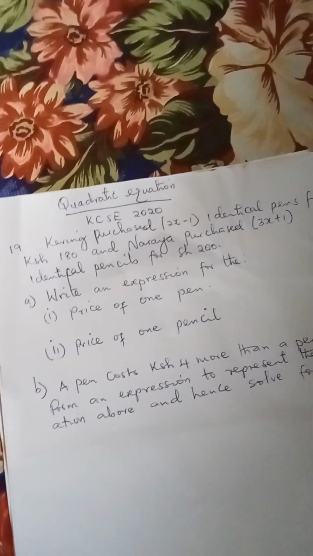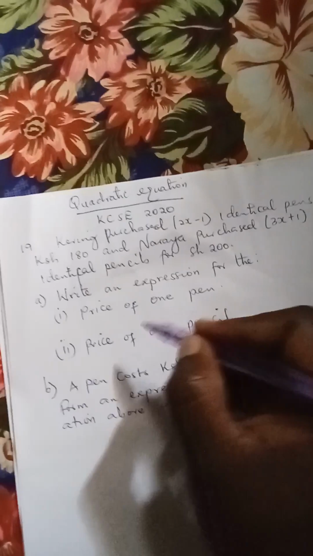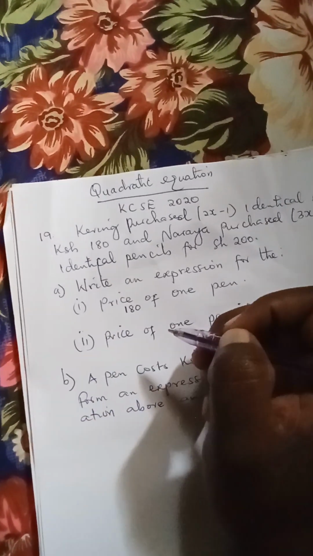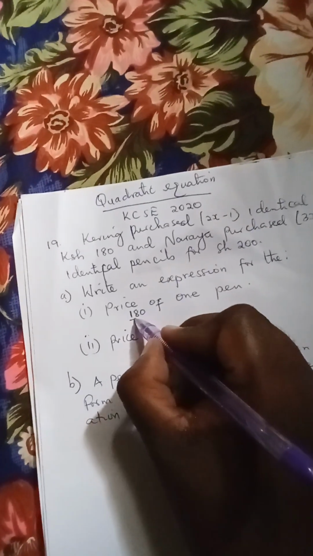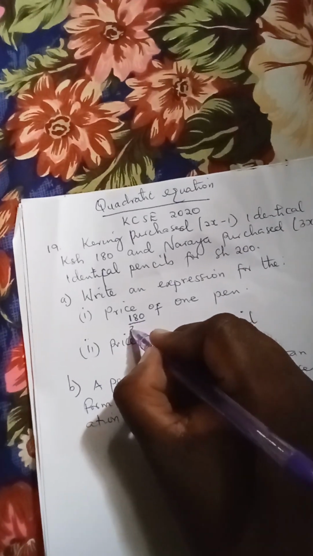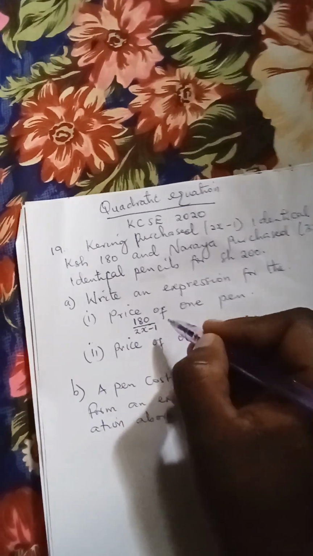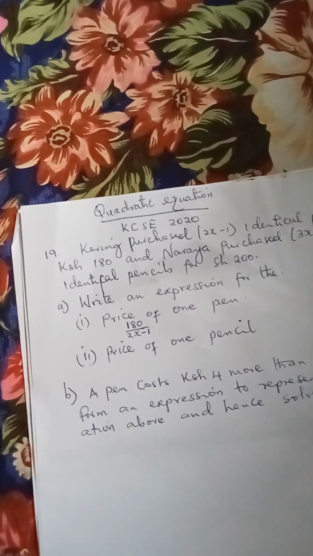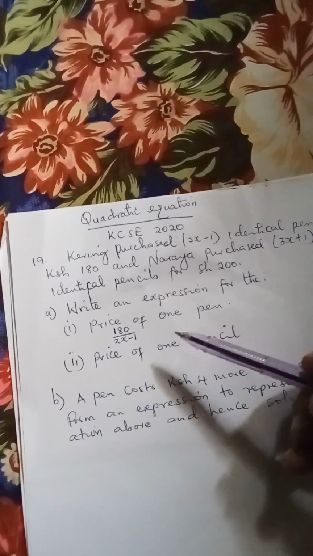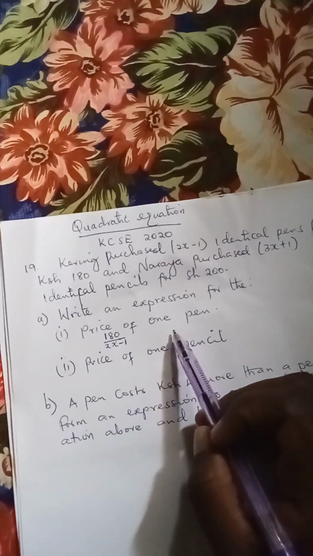Here we know the total cost, which is shillings 180, divided by the number of pens. That will give us the price of 1 pen. So the total cost is 180. The number of pens is 2x minus 1. That will give us the price of 1 pen.